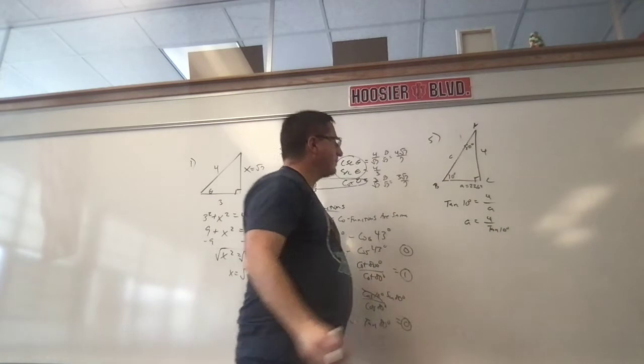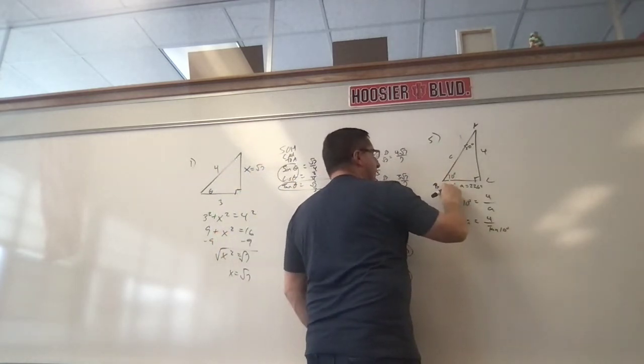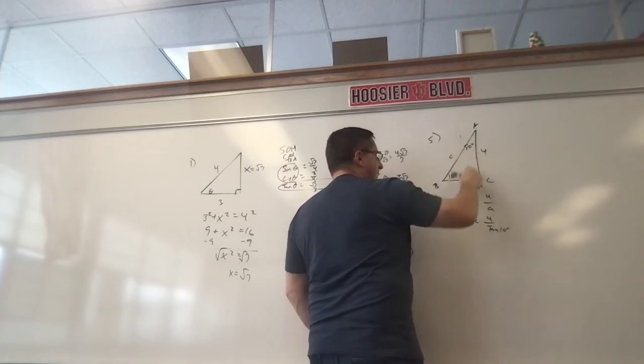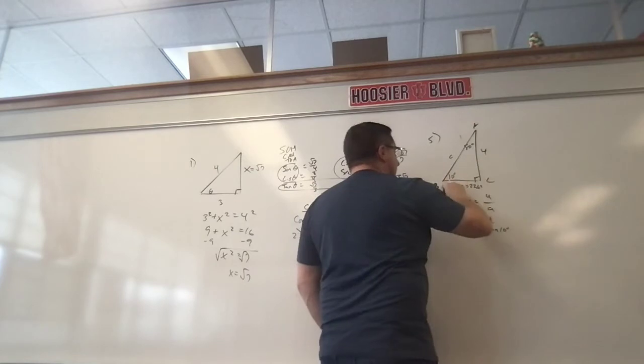Okay. Now, let's find C. I'm going to stick with B right here. So if I want to find C, I'm going to use this side and this side. I'm not going to use this side because that's a decimal and it's not exact. This is an exact value. So I'm going to use this and this.